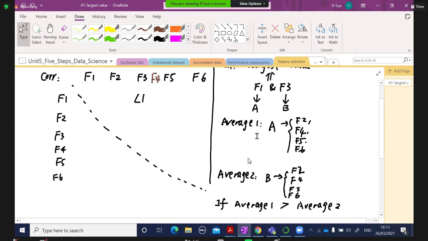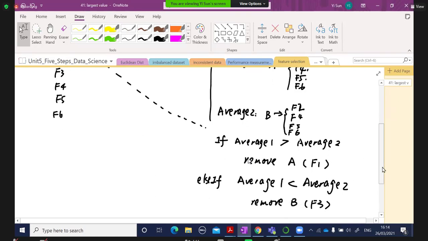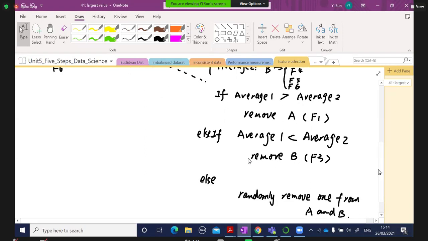If the first average is greater than the second, it tells us A is highly correlated to all the features. Then we would like to remove A, that is F1, from the feature set. On the other hand, if the second average is larger, then we would like to remove B, that is F3, from the feature set. If they are equal, then we randomly remove one.